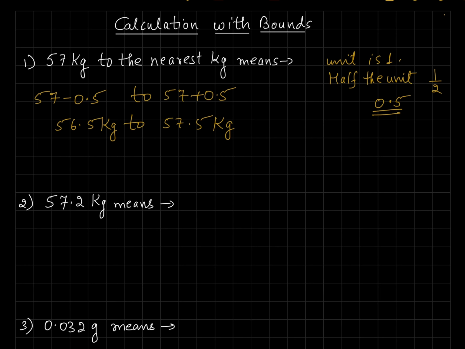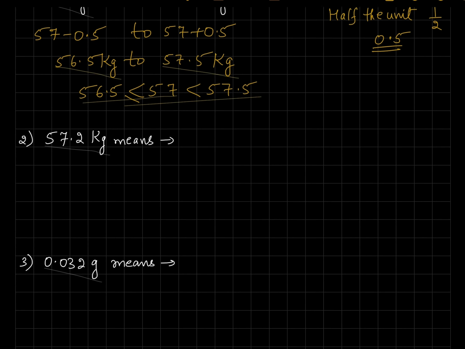But if we have to write it this way, we say that 57 kg is greater than or equal to 56.5 and less than 57.5, because 57.5 we write as 58, correct? So that is why here we write less than, and on the left-hand side we write greater than or equal to. 57 is greater than or equal to 56.5 and less than 57.5. Understood? Now let us see the next one.